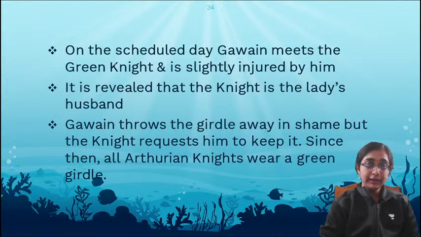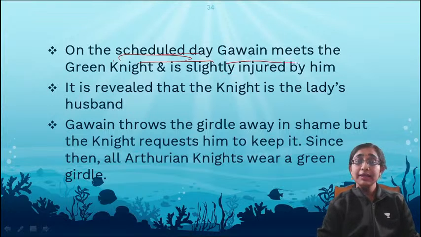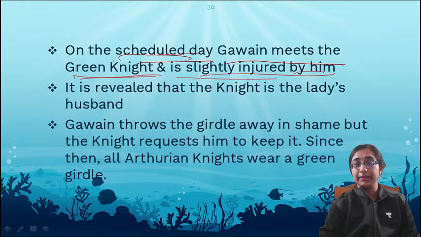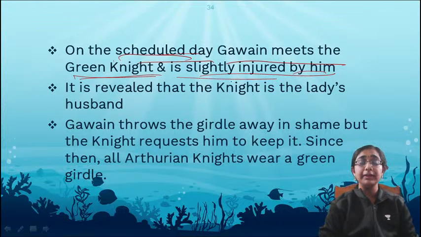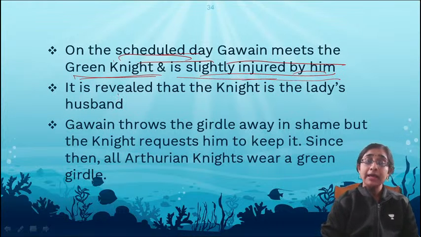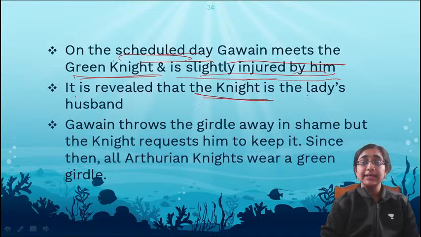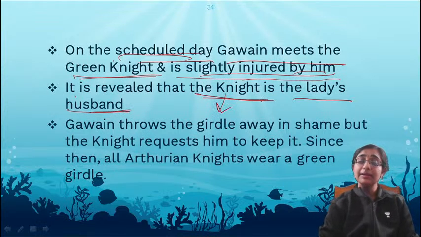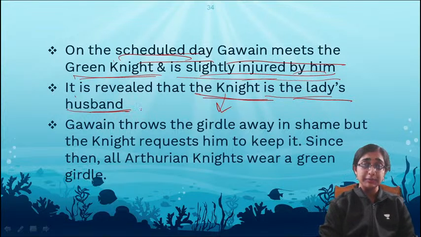Now what happened? On the scheduled day, that means after 1 year, the day of their meeting, Gawain finally meets the Green Knight. The Green Knight strikes him a blow, and Gawain is slightly injured by him. Later, Gawain came to know that the knight is actually the lord of the castle, and he is the husband of the lady.